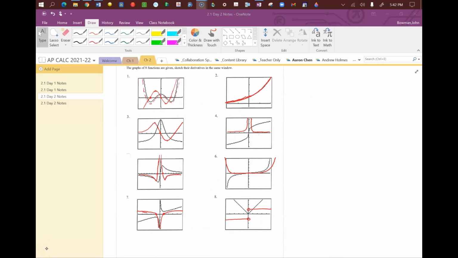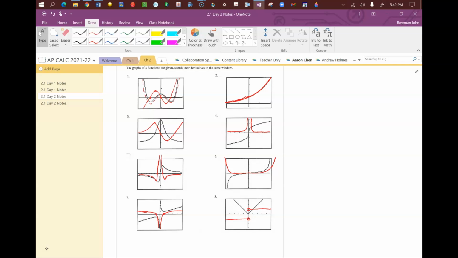All right, so here are the answers in red. In red, you see a rough sketch of the derivatives of the given functions. Pause the video, take a look at those, and see which ones you got wrong. The ones that you got wrong, I want you to spend a few minutes talking to the people around you about why they are the way they are.